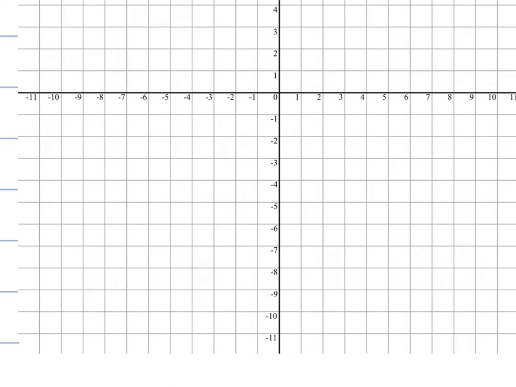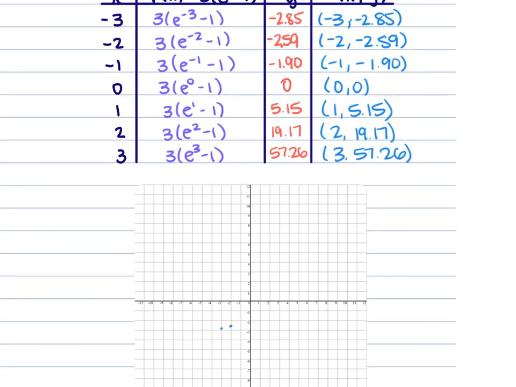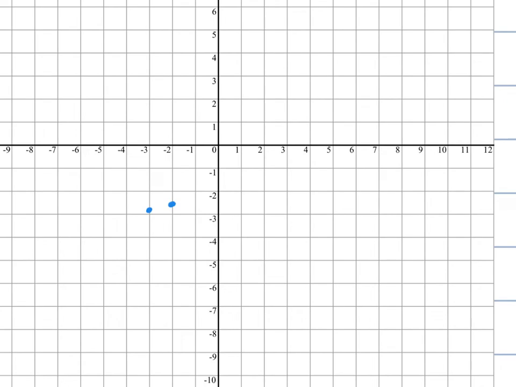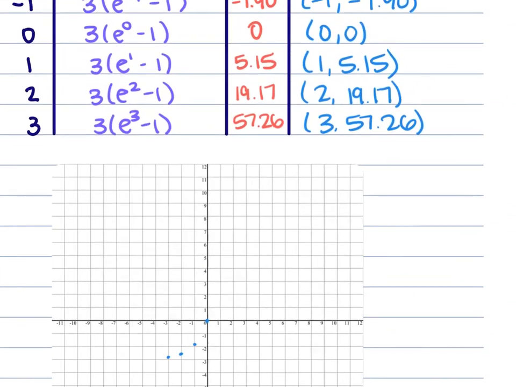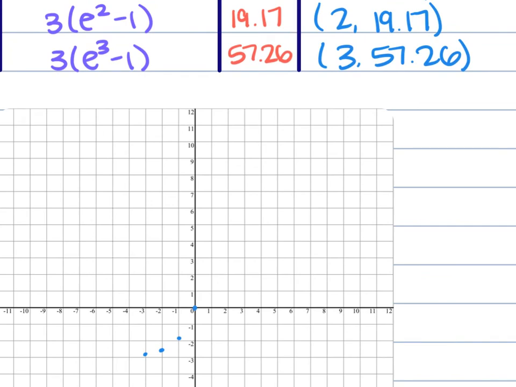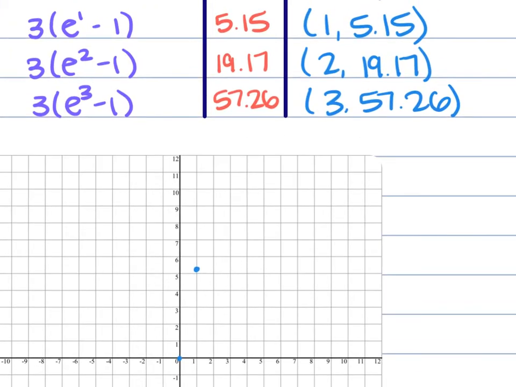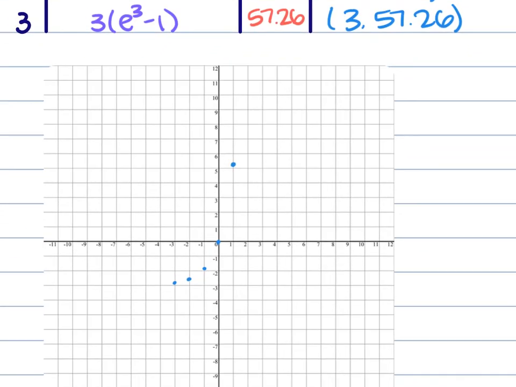Still not right. Okay, let's try this one last time. -3, 1, 2, there we go. Then a 2.5, then the 1.9 down is here, 0, 0, 1, 5, 15, 2, 19.7 is not on this graph. So our line is going to look like this.